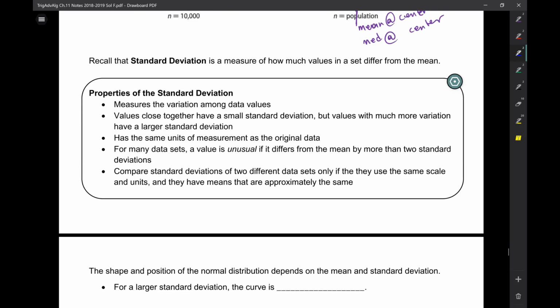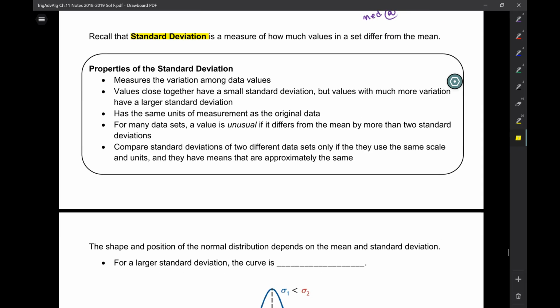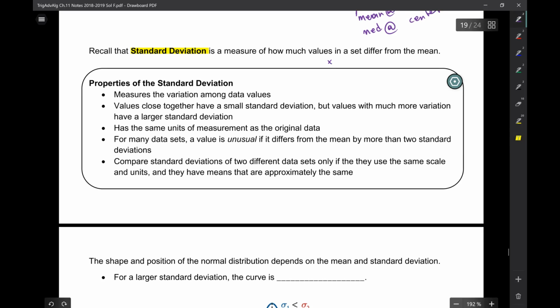Now, do you remember what standard deviation was? Standard deviation is basically a measure of how much the values differ from the average, from the mean. So, for example, suppose you have a set of scores, and the average, the mean, is 85. Now suppose standard deviation is 5. What does that mean? Here is 85.